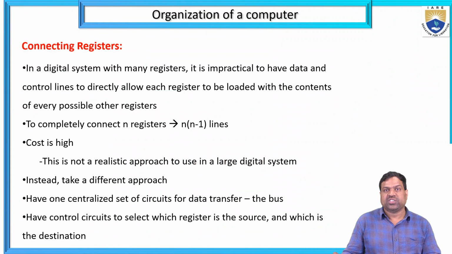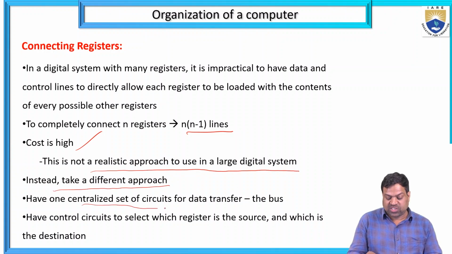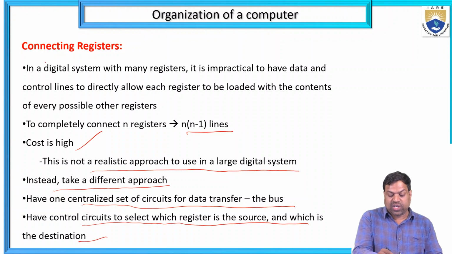Connecting registers in a digital system with many registers, it is impractical to have data and control lines to directly allow each register to be loaded with the content of every possible other register. To completely connect n registers is n times n minus 1 lines, and the cost is high. This is not a realistic approach for a large digital system, but instead take a different approach. Have one centralized set of circuits for data transfer, and have control circuits to select which register is the source and which is the destination. Okay, how are we connecting the registers?